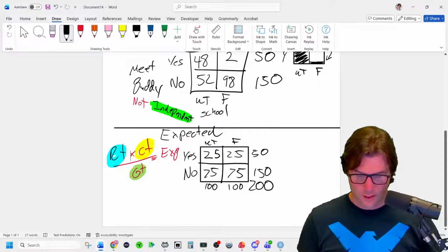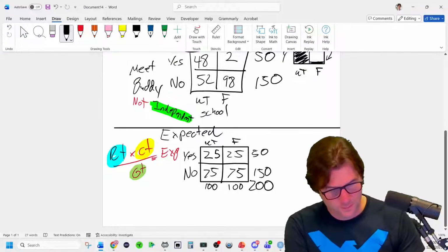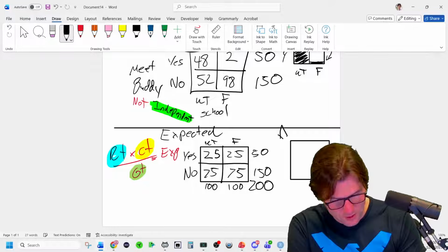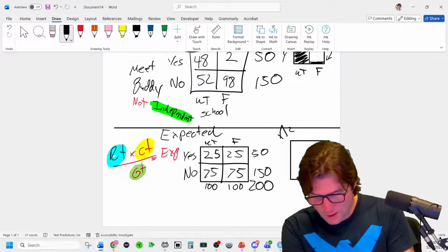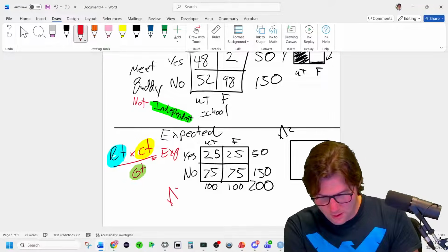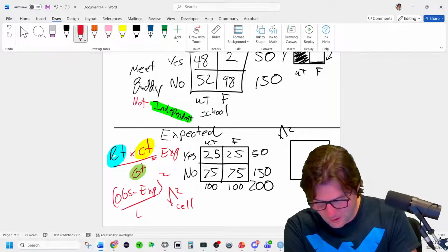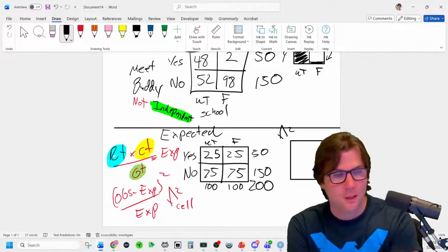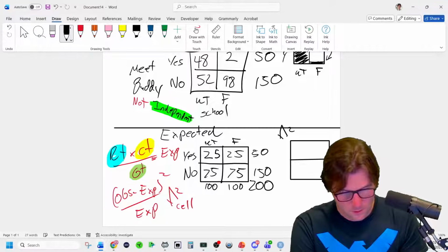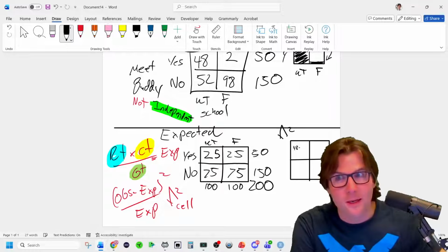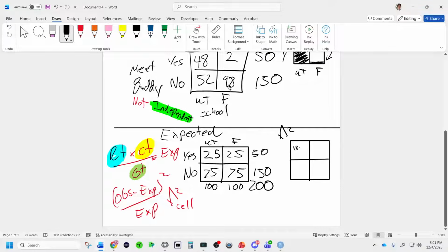So what do we do after we get all the expecteds? We now have to solve for the cell chi-squareds. A cell chi-squared is observed minus expected quantity squared over expected. There's the cell chi-squared. So we got to get the cell chi-squareds. Okay, what is this first one going to be right here? It's going to be observed of 48 minus... Let me zoom in. So does everyone see where I'm getting the 48?